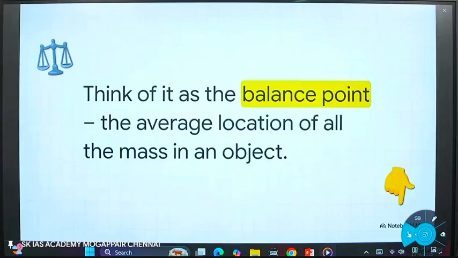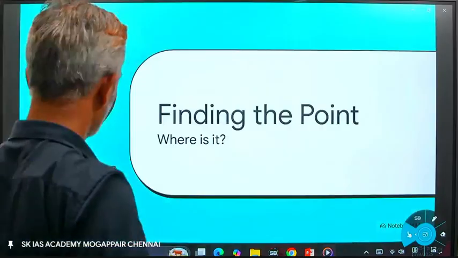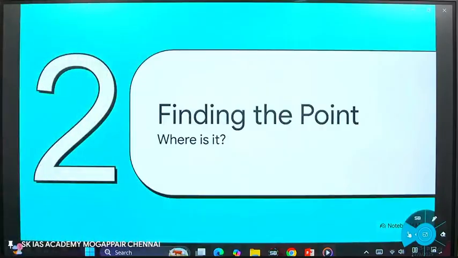Here's the easiest way to think about it. Just imagine it's the object's ultimate balance point. It's the single average location of all the stuff, all the mass that makes up the object. It's that one spot where, in theory, you could balance the entire thing perfectly on the tip of your finger. Okay, so if it's an average location, where do we actually find this point? Let's look at a couple of cases.